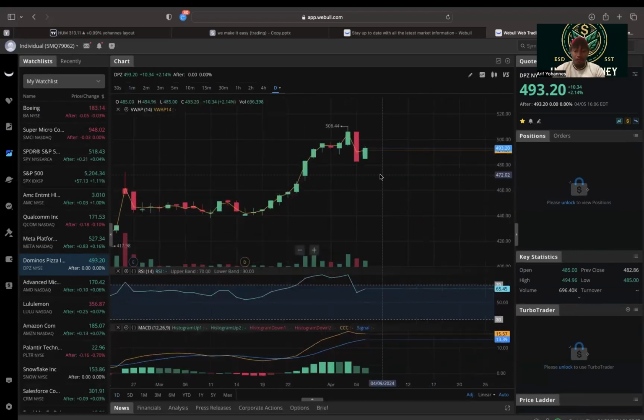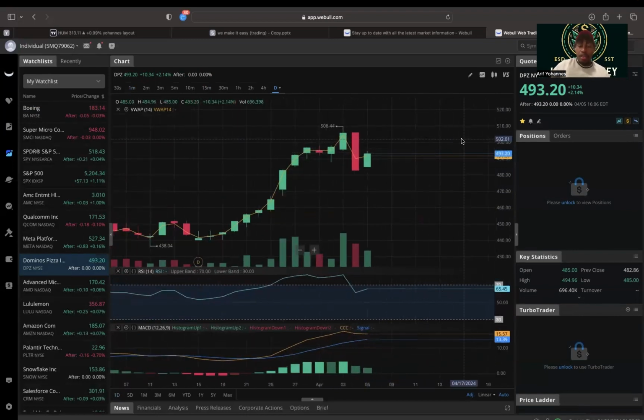So now, right off the bat, you can say, hey, we didn't trade Domino's Pizza today because it's an inside day. We didn't trade that because it didn't break the low or the high of the previous day candle. So we just didn't trade that. We just sat on our hands because it didn't really do any movement.